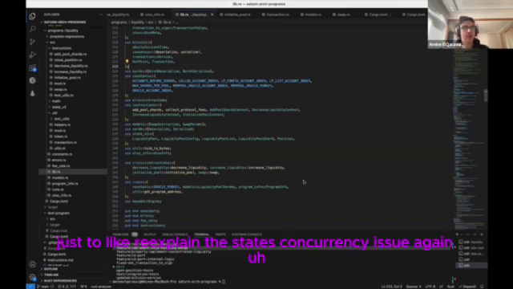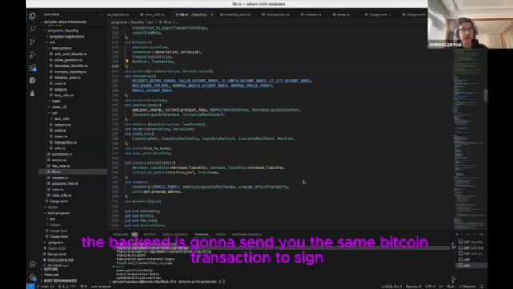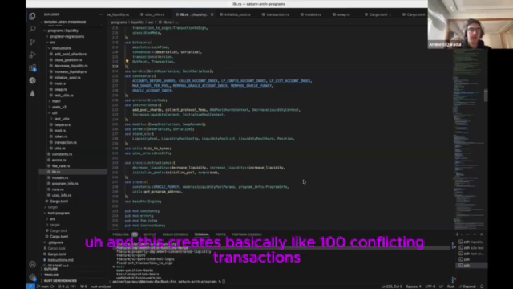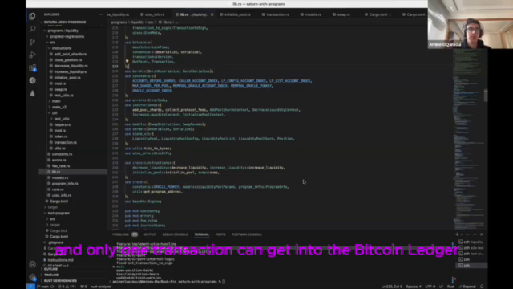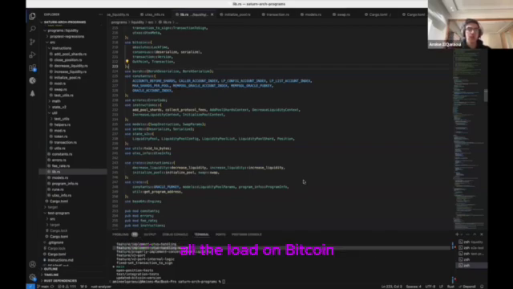Mainly, just to re-explain the state concurrency issue again: imagine you have 100 people trying to use the same swap at once. What you're going to have on the backend is that the backend is going to send you the same Bitcoin transaction to sign, which uses the same UTXO. This creates 100 conflicting transactions, and only one transaction can get into the Bitcoin ledger. This is a big problem as apps scale. It prevents apps from scaling because you can't handle all the load on Bitcoin.